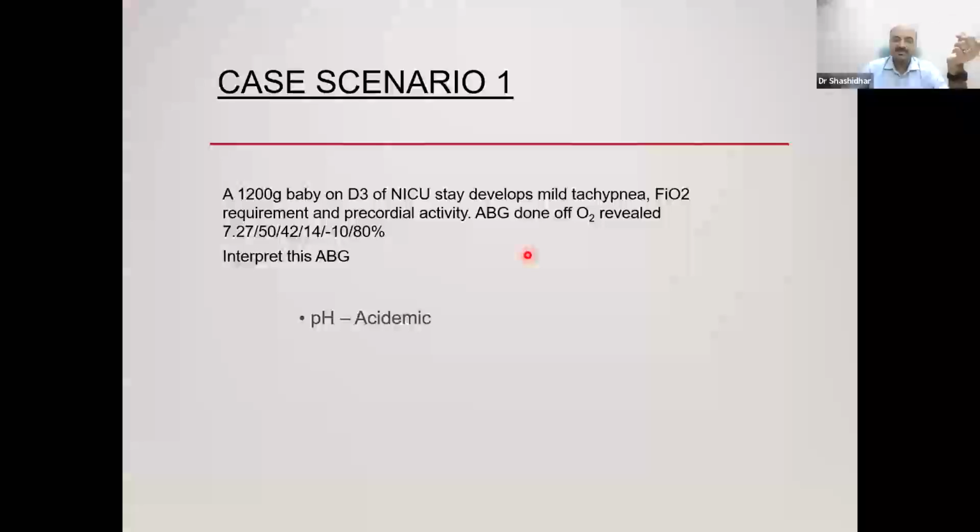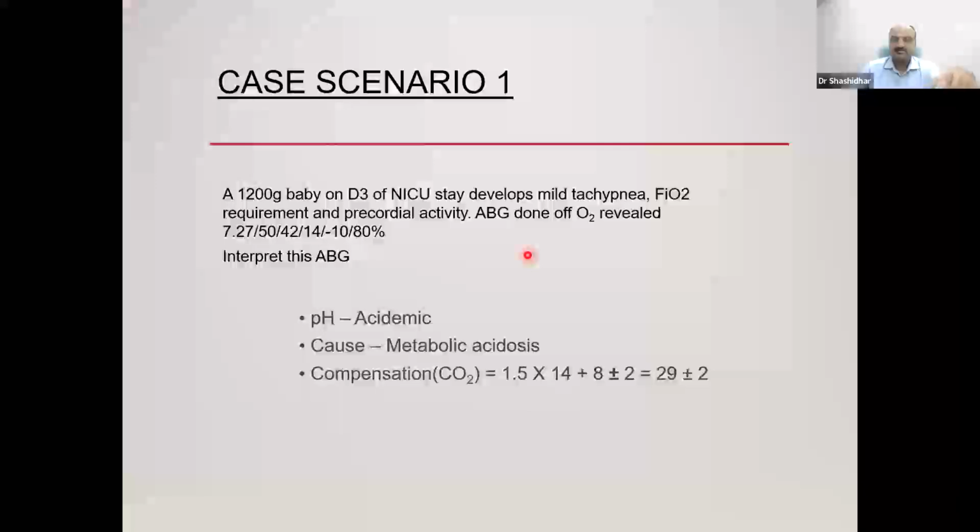So pH shows acidosis, or acidemia if you want to be totally correct. Second, what is the cause? Do you think PCO2 is the cause? At 42, it seems normal. Bicarb is low, so it is metabolic acidosis. The third step, which I told you, the fourth step was compensation.